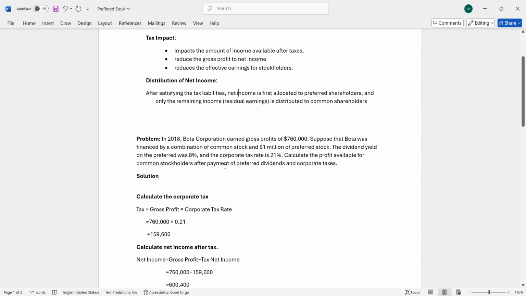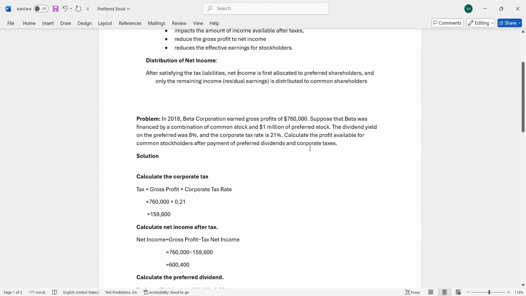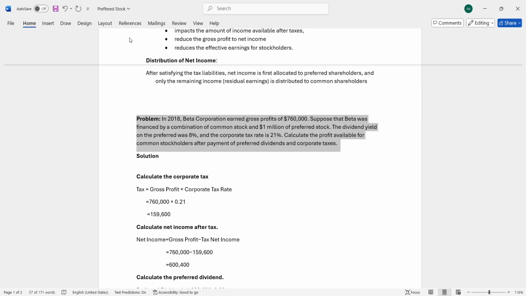In your book, there is a problem. It says to calculate profit available for common stockholders. So we know that for the payment of common stockholders, first we have to pay the preferred dividend to the preferred stockholder, and then the residual claim we can pay to the common stockholder. So what's the problem here? You can see here, I can increase the question.